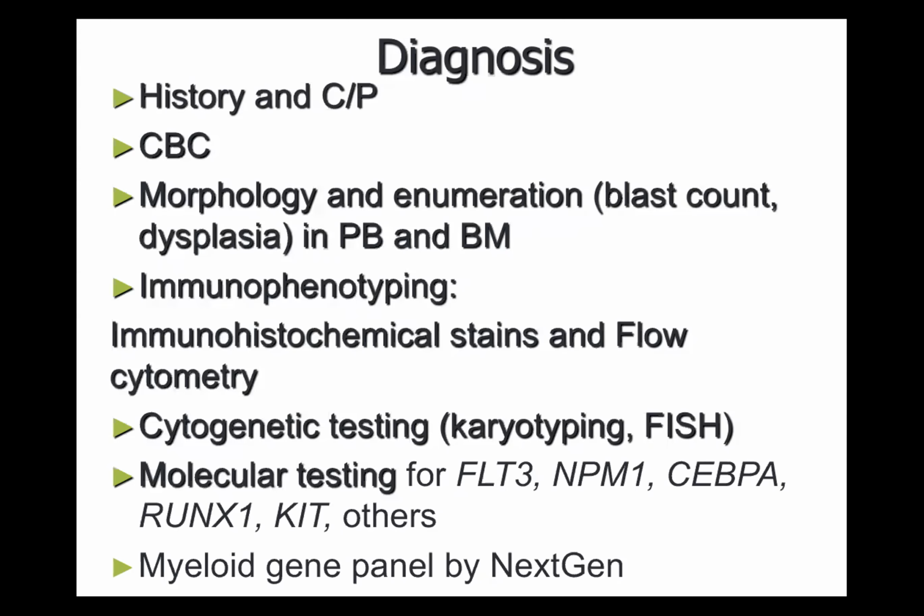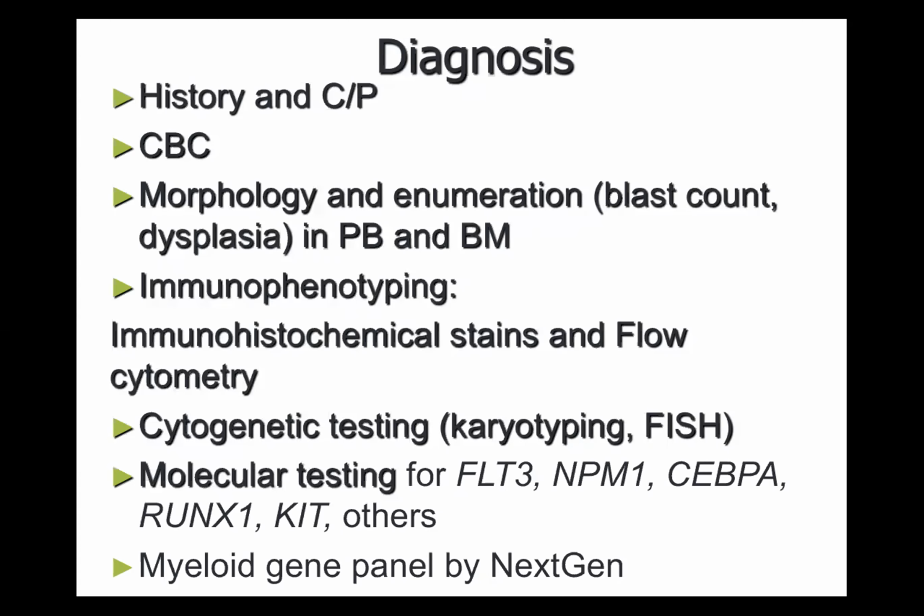We also look at the cells and we try to figure out what type of cells are there, the number of each type of cell. And if we see blasts, we need to know the blast count and the blast morphology, trying to classify this leukemia into each type. And we count the blasts in the peripheral blood and the bone marrow.